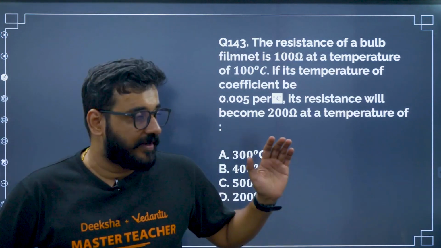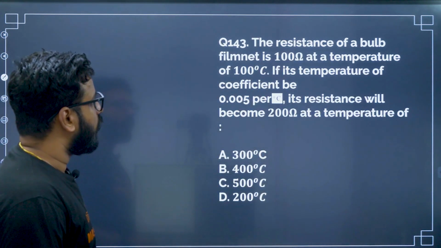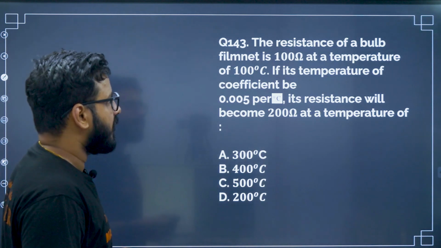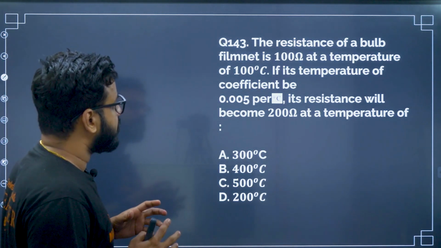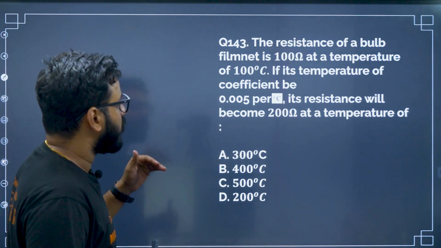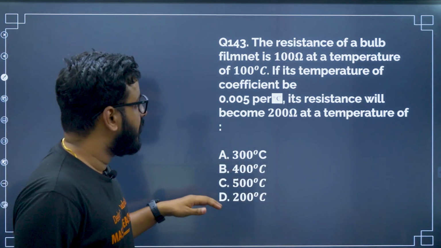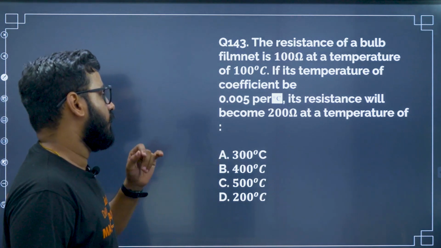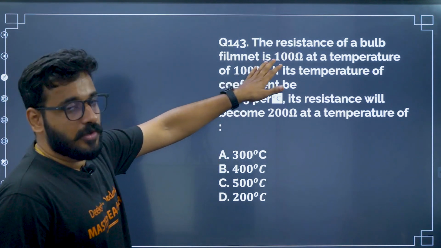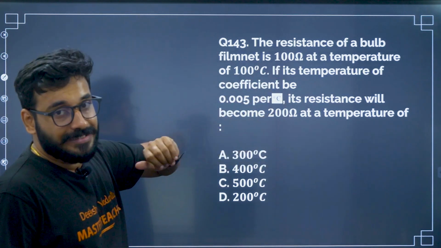The next question is: the resistance of a bulb filament is 100 ohms at a temperature of 100 degrees Celsius. If its temperature coefficient is 0.005 per degree Celsius, its resistance will become 200 ohms at the temperature of. So at 100 degrees Celsius, we have 100 ohms. At 200 ohms, what is the temperature?